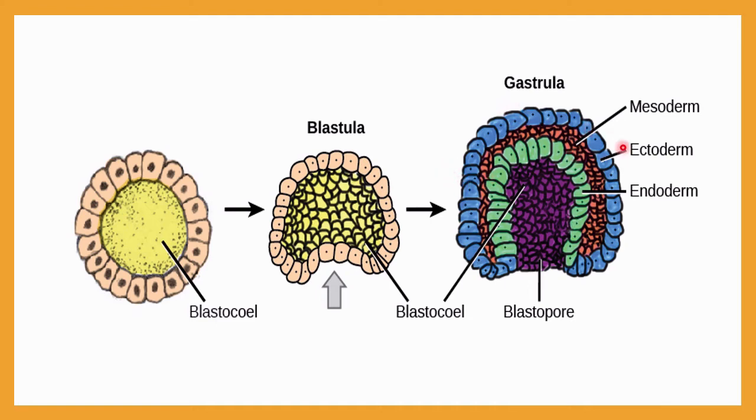Okay, and you can see here, this is the mesoderm. The middle one is the mesoderm, innermost is the endoderm, and outermost is the ectoderm. So by this way, the whole structure will convert into a three-layer structure: endoderm, ectoderm, and the mesoderm.